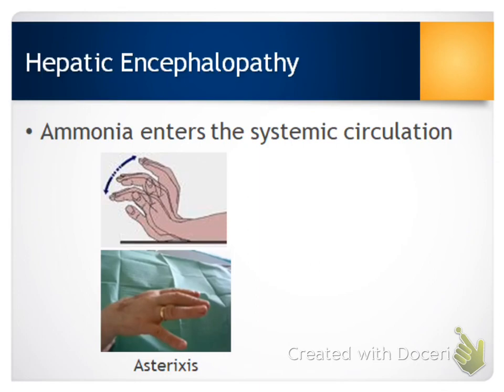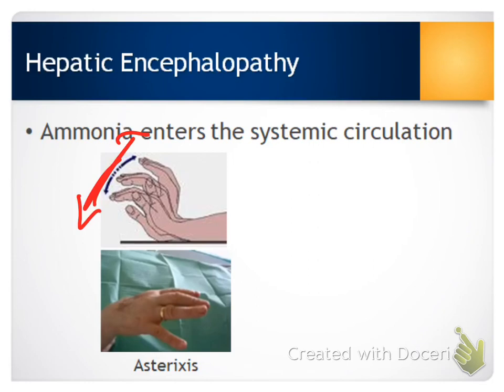So you'll see in patients impaired levels of consciousness. They may become very confused and combative for no reason, and then really end up being very somnolent and comatose. You can also see asterixis, which is these flapping tremors. So for no reason, you'll see the hand flapping back and forth, and that's a very good sign and symptom of hepatic encephalopathy. They may also have a musty, sweet odor to their breath.